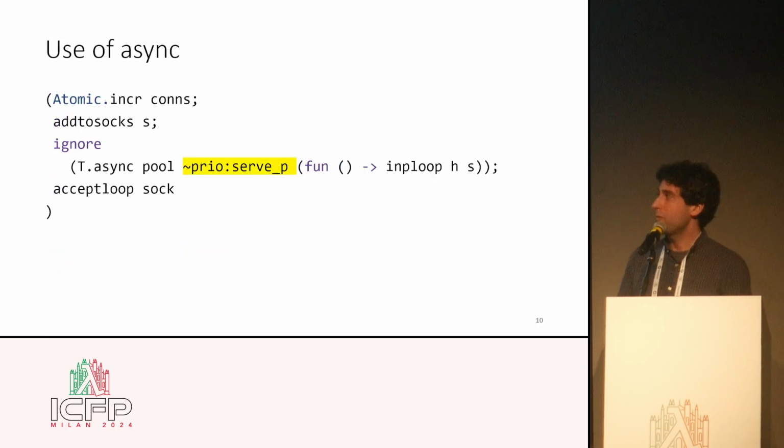This is how it's used in the web server. It's just a snippet of code. We've accepted a new connection. We want to atomically increment the number of connections we have, and add it to the list of connections that needs to be cleaned up at the end. And then we want to asynchronously spawn a new thread to serve that connection. We'll do that by spawning a new thread at priority serve B. Otherwise, this looks very much like code you could write in Domainslib, just with that optional priority argument. And then we go back around and continue accepting more connections in the accept loop.